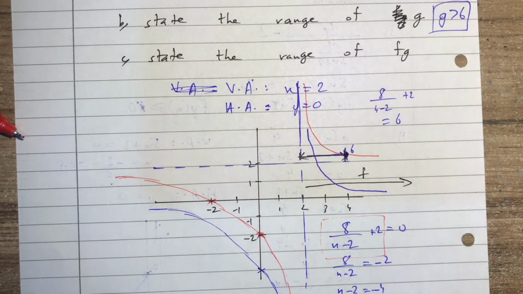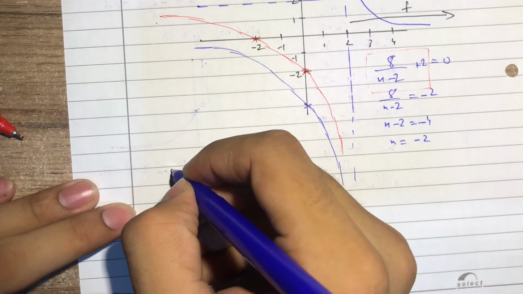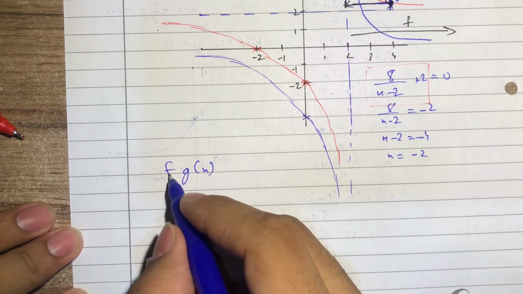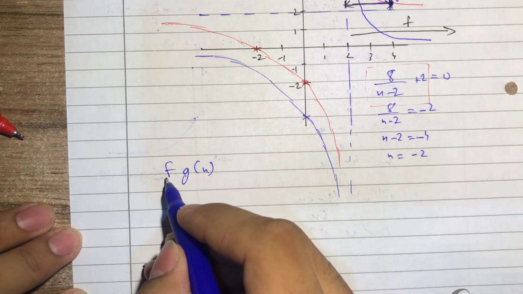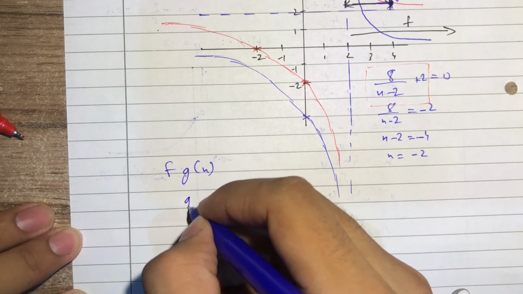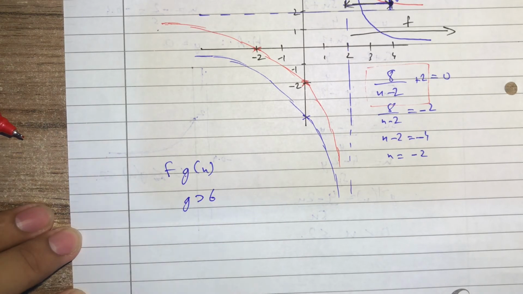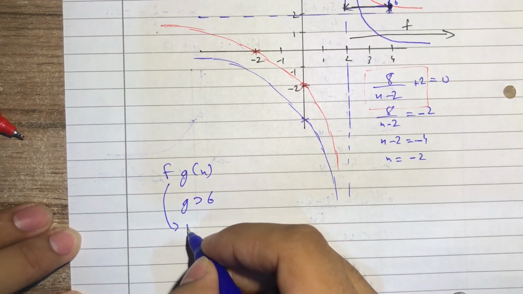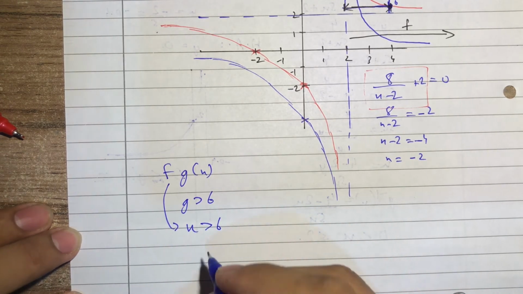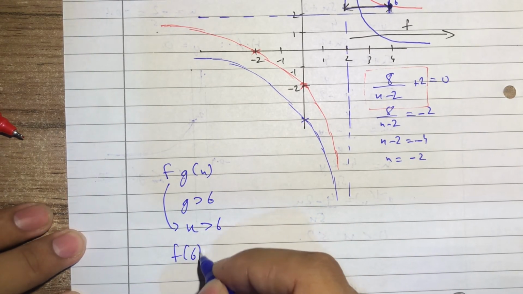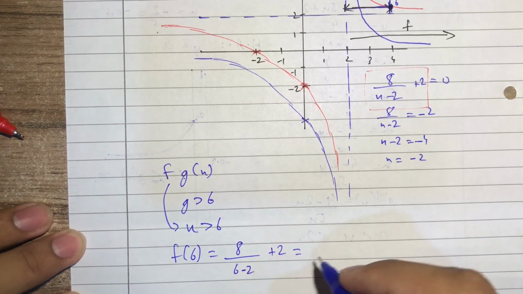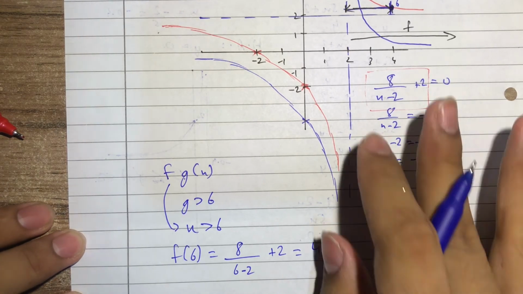Okay, so for fg, what is happening is that there's f and then g(x), right? So the range of g becomes the domain of f. Range of g, we know that g is greater than 6. So in f, the domain will be x greater than 6. So when x is 6, what is f(6)? It's 8 upon 6 minus 2, plus 2, that is 4, right?